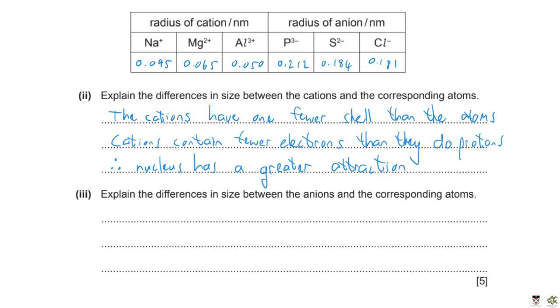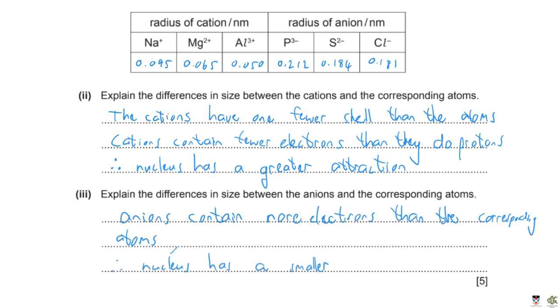Explain the differences in size between the anions and the corresponding atoms. So how do we explain the increase in the radius of an anion compared to the corresponding atom? We know that anions form when atoms gain electrons. So as a result of this increase in the number of electrons, there will be more repulsion between these electrons, and therefore the nucleus will have a smaller attraction.